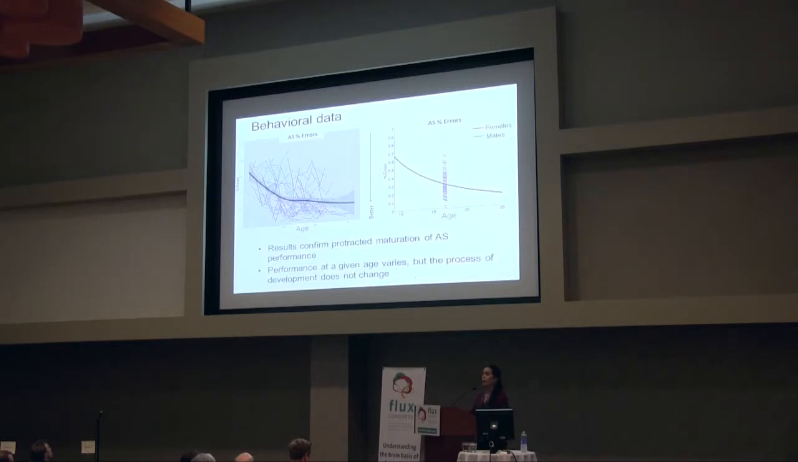So first of all, here's the behavioral data. We were able to replicate our cross-sectional data, but also the cross-sectional data from several laboratories, including that of Doug Munoz, from this incredibly strong finding that anti-saccade performance dramatically improves from childhood to adolescence and then continues to improve into young adulthood. What we were able to characterize with the longitudinal design was the nature of the variability. And what we found was that there was some rank order stability, meaning the performance at a given age varies, but the process of development does not change.